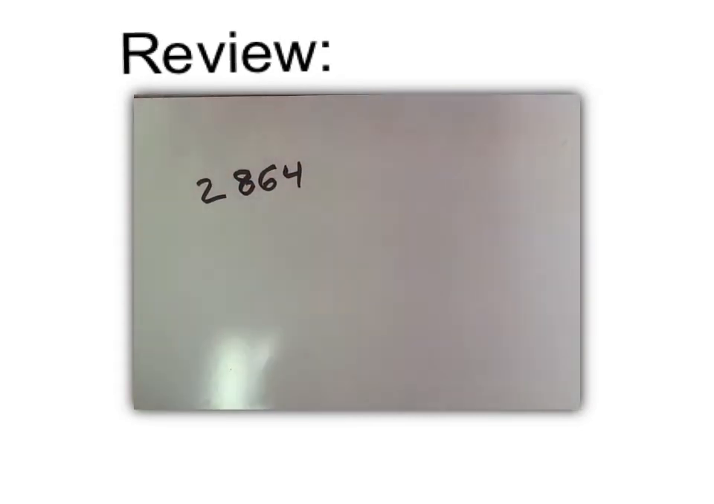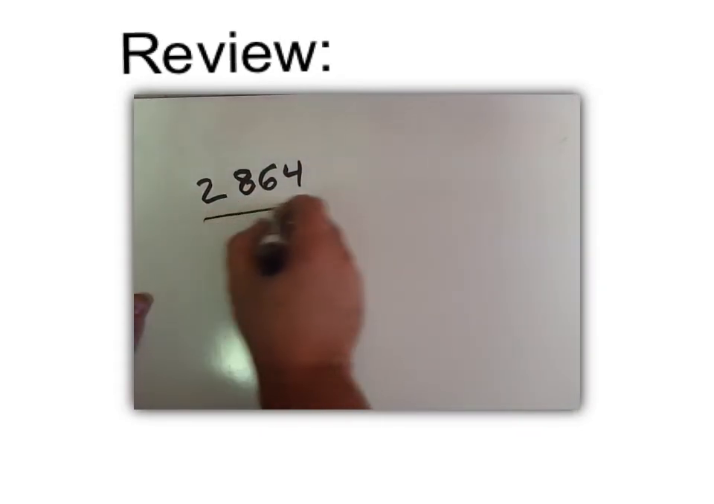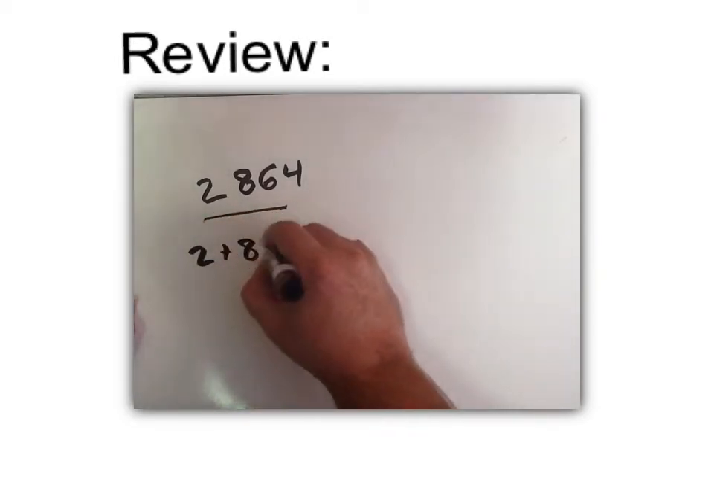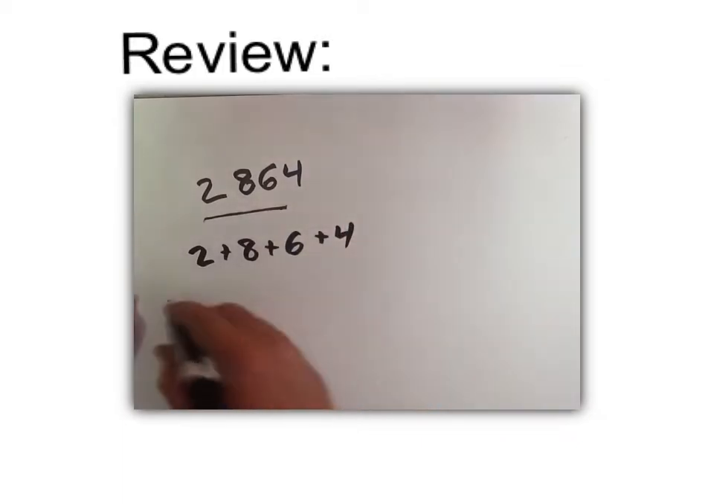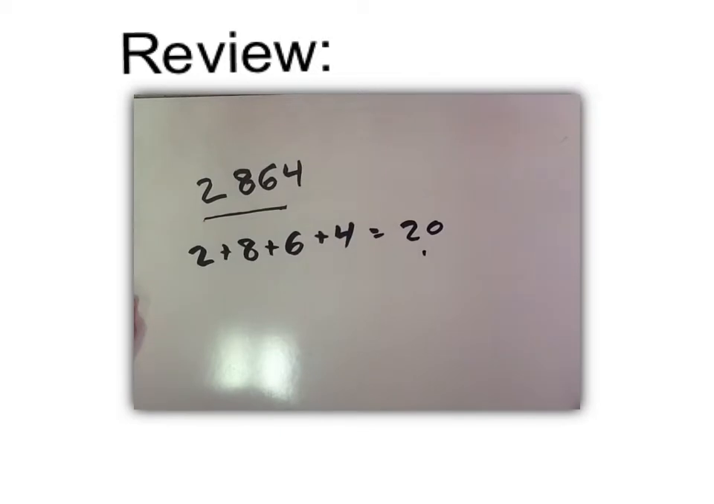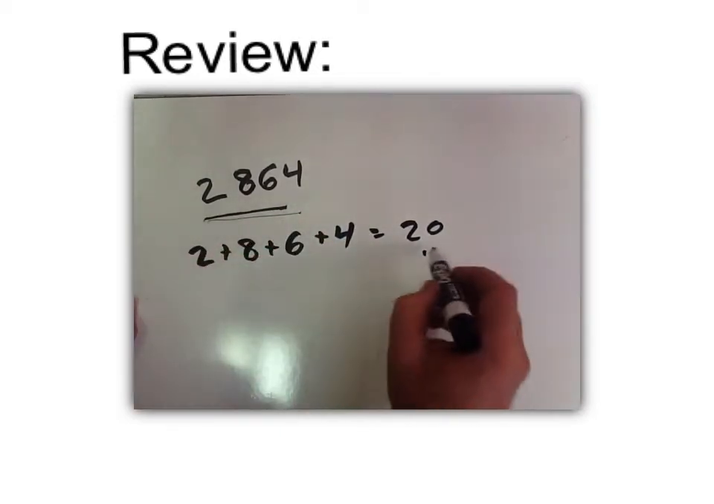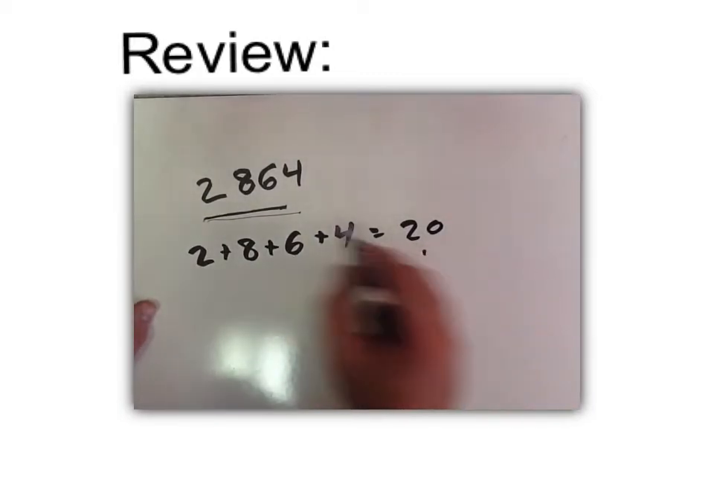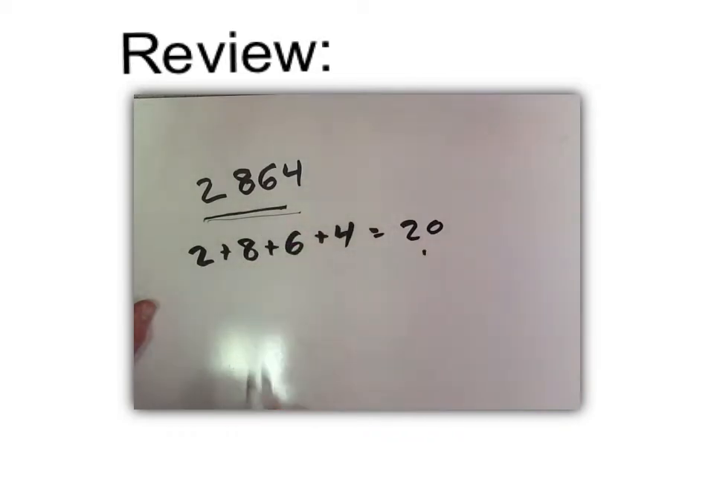For 3 and 9, you had to find the sum of all the digits. So for this number, it would be 2 plus 8 plus 6 plus 4, which is 20. And then if that number was divisible by 3, then the whole number would be divisible by 3, and it's not. It was the same with 9. If this sum was divisible by 9, then the whole number would be divisible by 9. It's not. Hopefully that's review too. 4 and 8 are a little bit more complicated, as you'll see in a second.